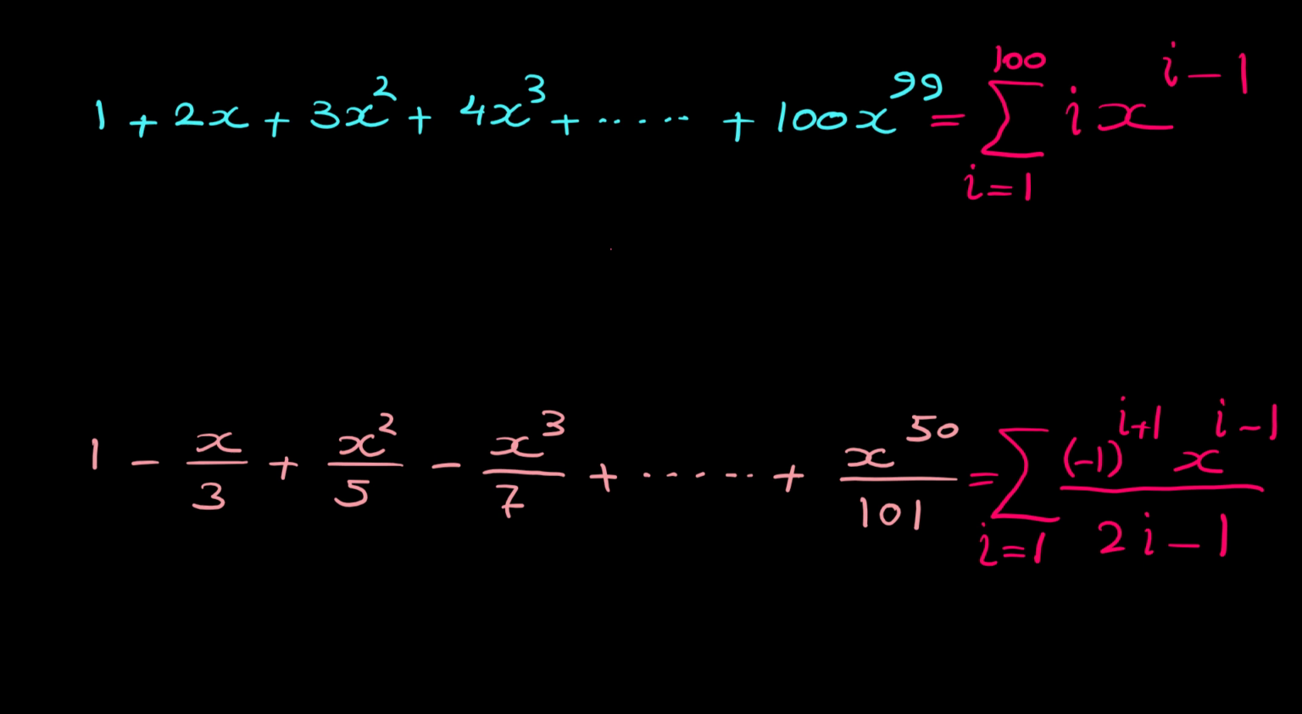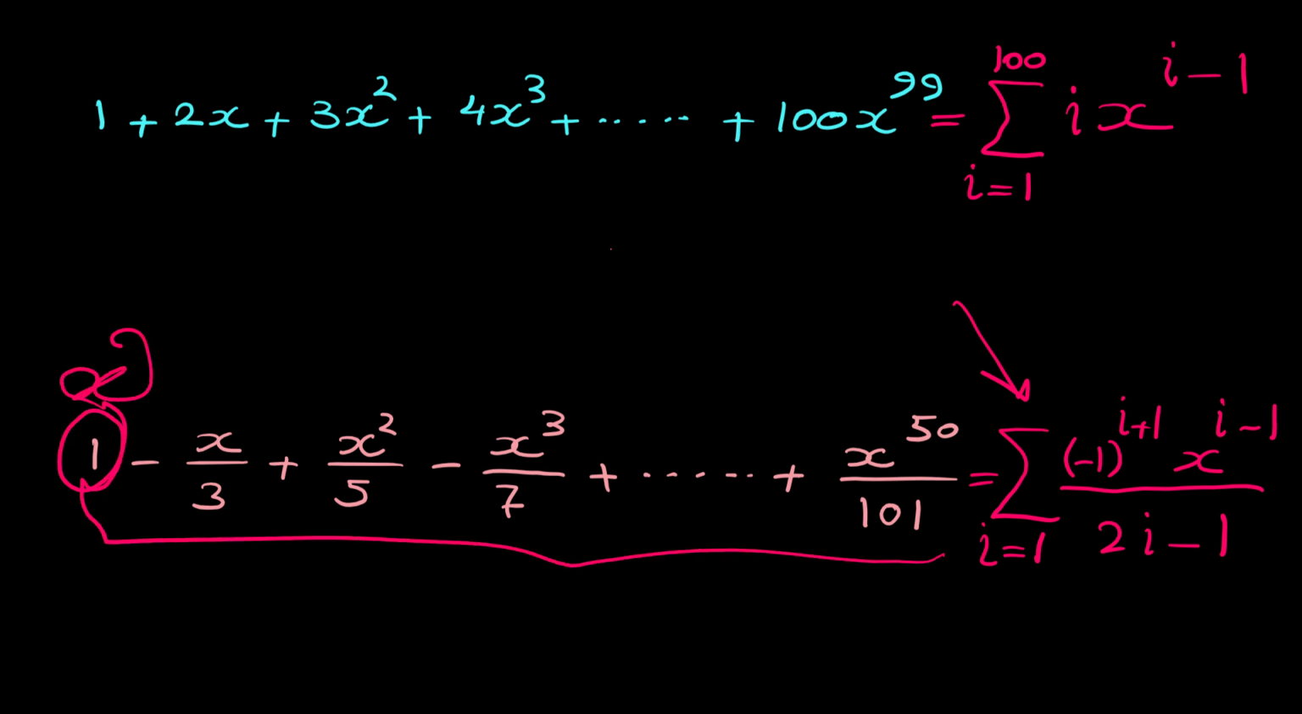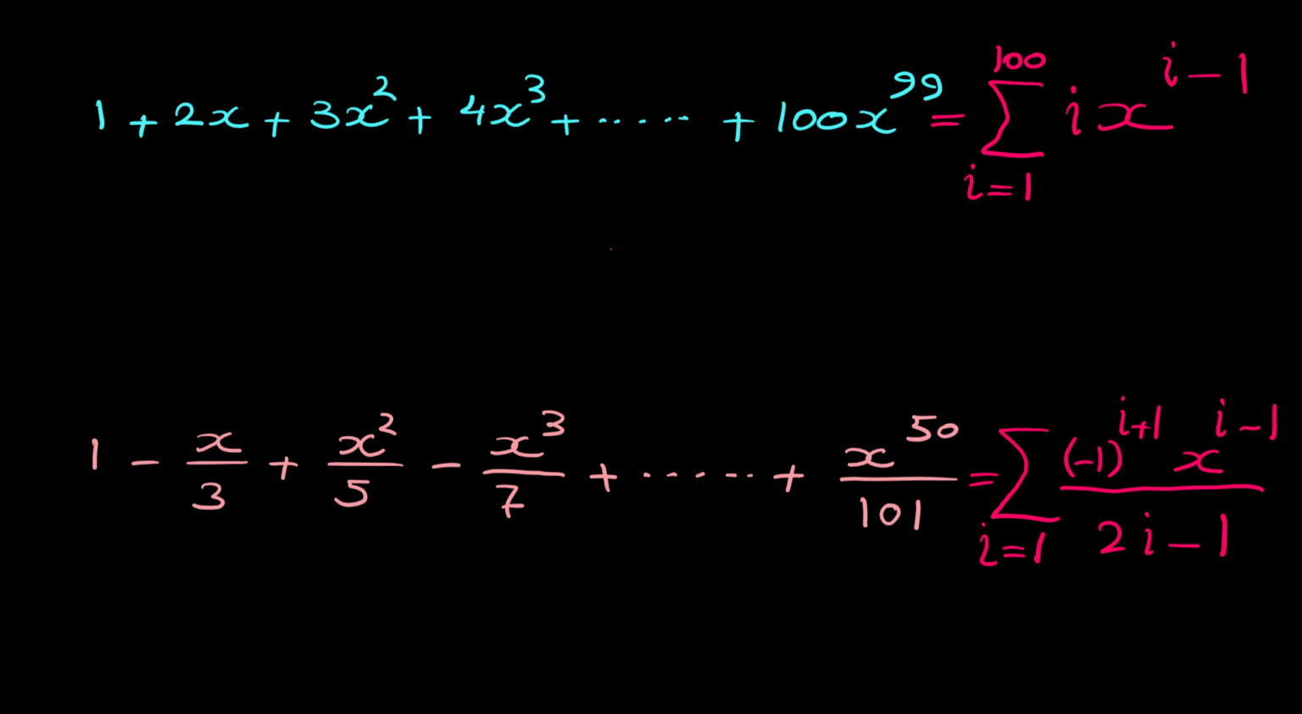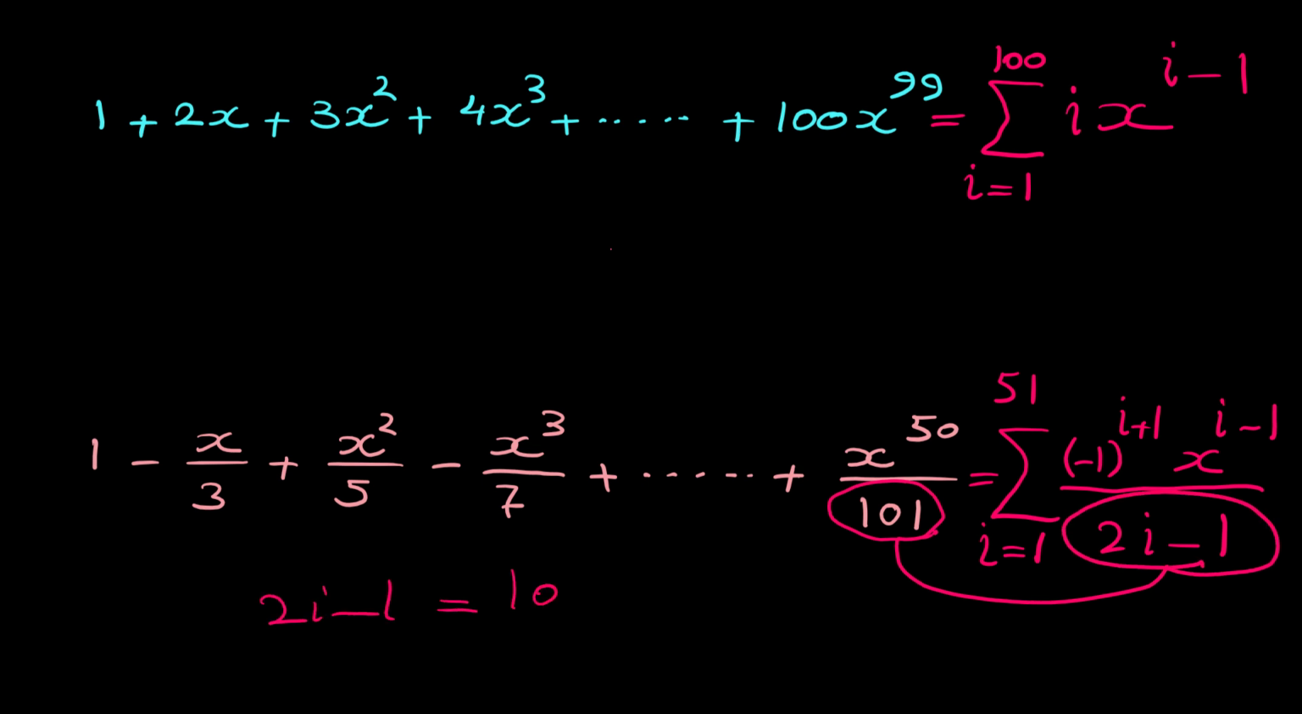What about the upper bound? We forgot this. What about here? How many terms do we have here? If you pay attention, we start from x to the 0 and we continued up to 50. 0 to 50 is 51 terms. So it is 51 terms. The other method is, do you remember the method? Set this value equal to this, solve it for I. 2I minus 1 equals 101, 2I is 102, and I is 51.